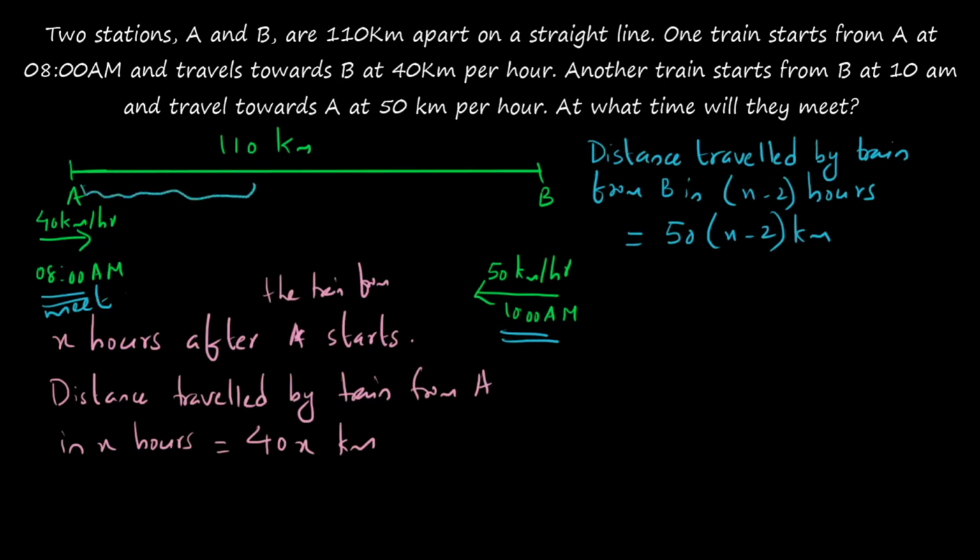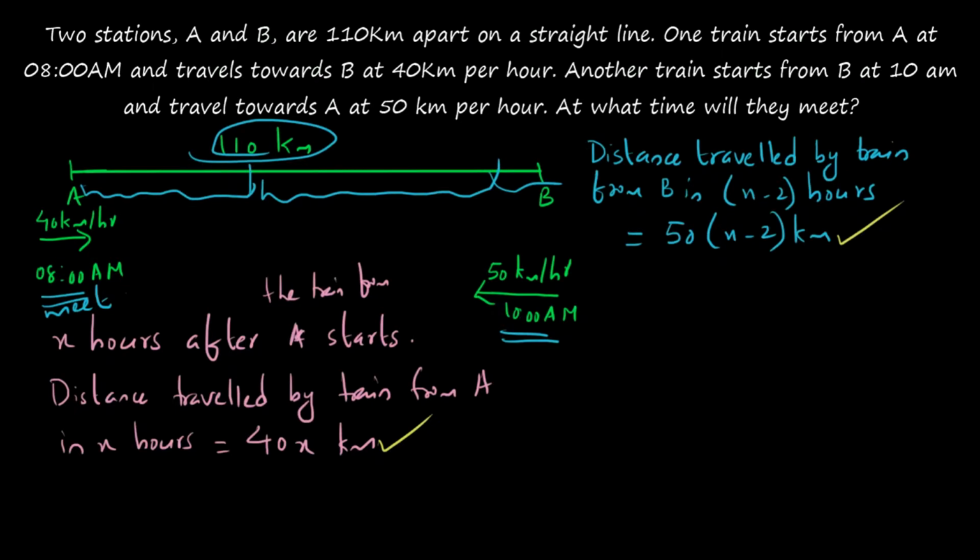So one train has travelled this much distance and another train has travelled this much distance. The total sum will be equal to the total distance. That is the main point here. We are having the total distance 110 kilometer. So when you add this 40x kilometer and 50 into x minus 2 kilometer, you will get 110 kilometer. When they are meeting each other, they will have travelled the entire distance of 110 kilometer.